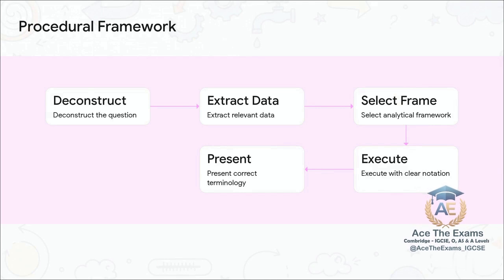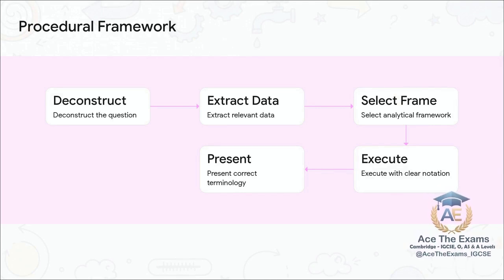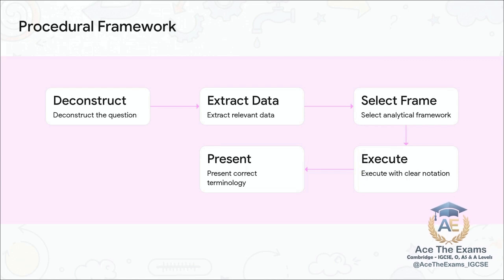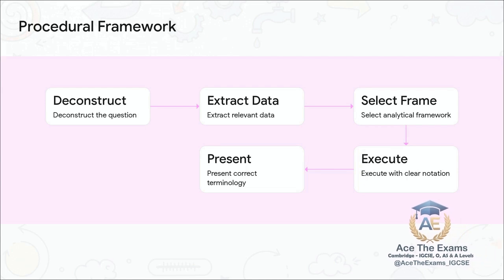Step 1. Deconstruct the question. Read it twice. Highlight those command words. Treat it like a mission briefing. Step 2. Extract the relevant data. Pull out the variables. Is it volume, radius, time? Get them out of the text and onto your paper.